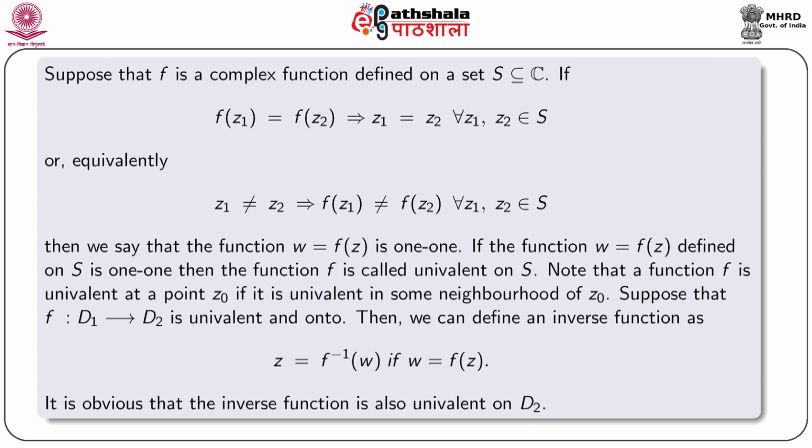Suppose that f is a function from D1 into D2 that is univalent and onto, then we can define an inverse function as z = f inverse of w if w = f(z). It is obvious that the inverse function is also univalent on D2.